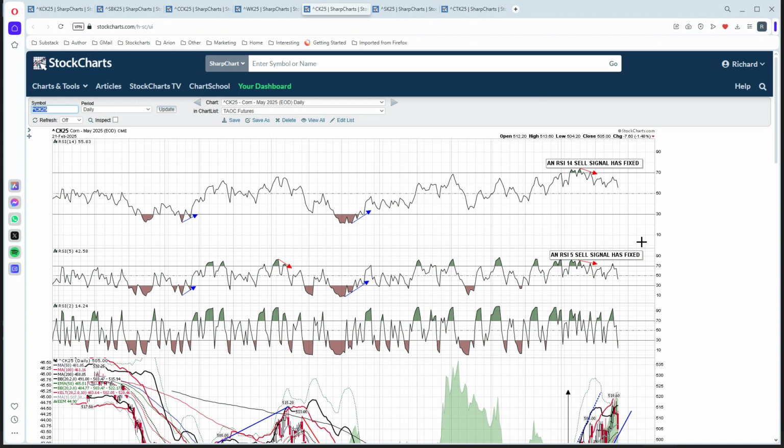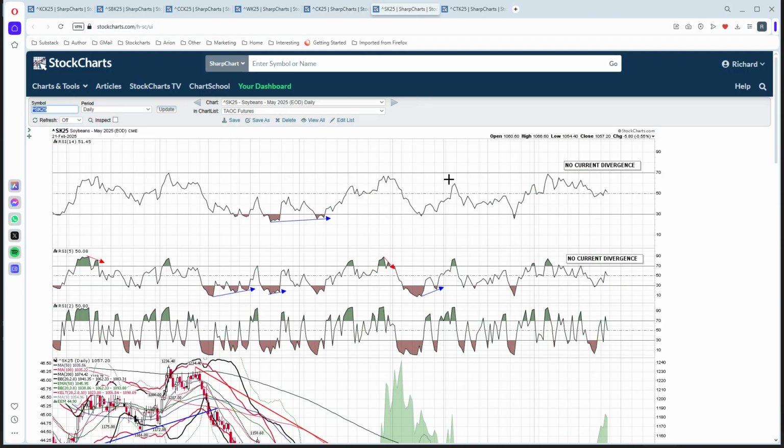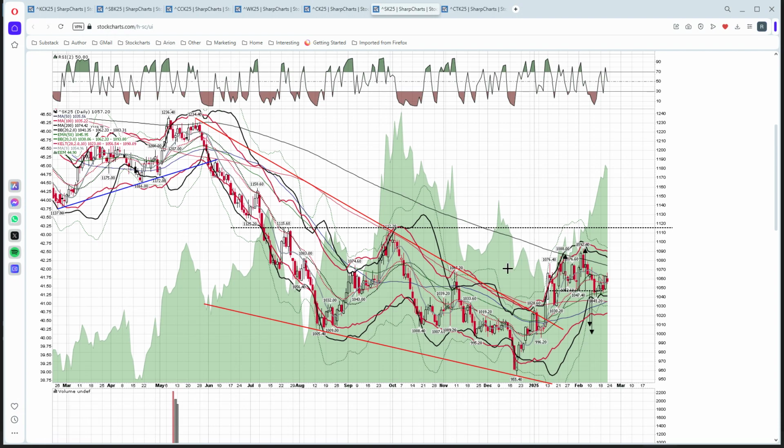We've got an RSI 14 sell signal fixed on corn and an RSI 5 sell signal. This is suggesting we'll see some downside, and we're likely to break through the daily middle band and rising support just below in about the 502 area. Looking at soy, no current divergence, and I'm wondering about this double top breaking down and delivering some more retracement.